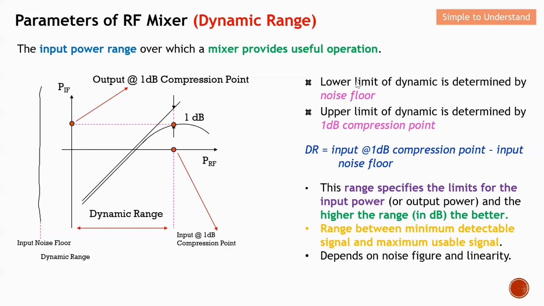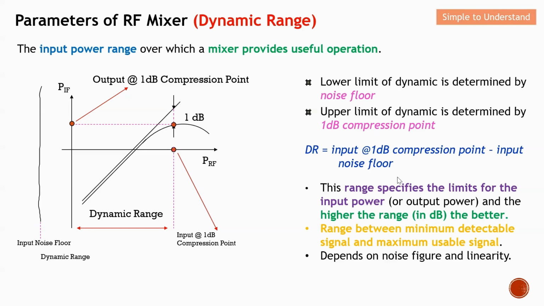In short, the lower limit, which is over here, is determined by the noise floor, while the upper limit, which is over here, is determined by the 1 dB compression point. So the formula to calculate the dynamic range will be the input power at the 1 dB compression point, which you can see here, minus the input noise power. This will give us the dynamic range.